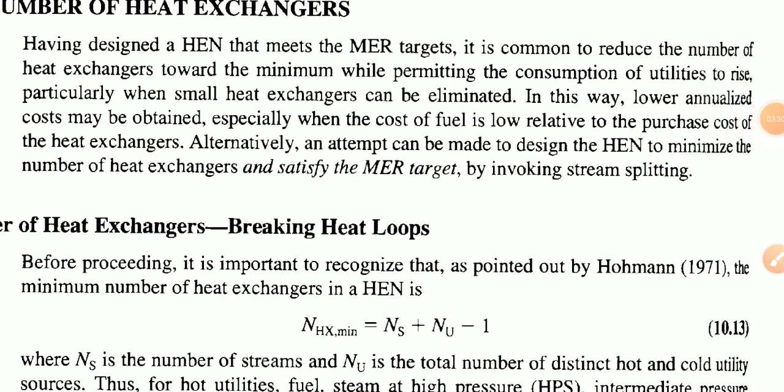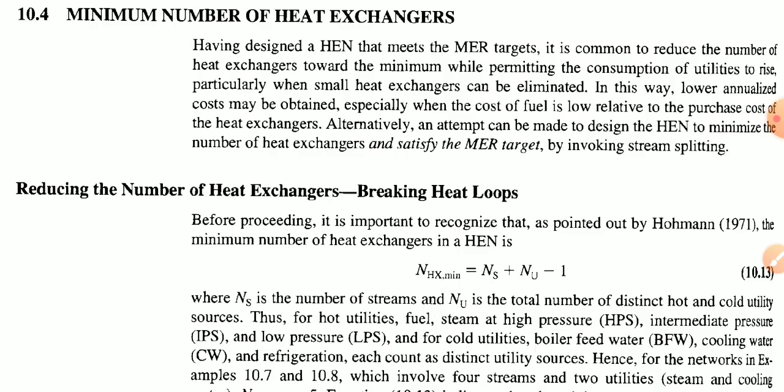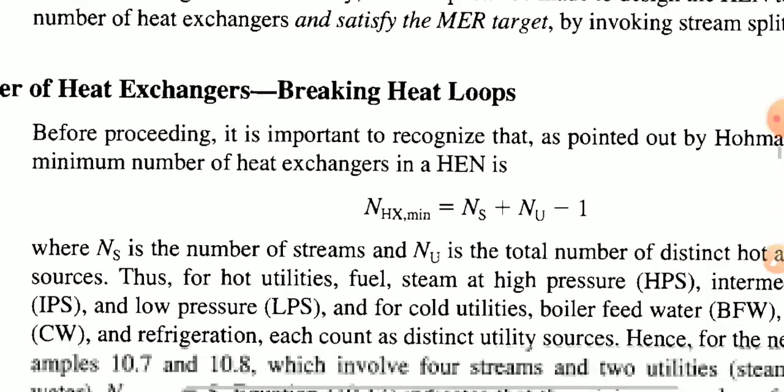Particularly when the small heat exchangers can be eliminated, in this way a lower annualized cost may be obtained, especially when the cost of the fuel is low relative to the purchase cost of the heat exchangers. Alternatively, an attempt can be made to design the heat exchanger network to minimize the number of heat exchangers and satisfy the maximum energy recovery target by involving stream splitting. Then after, reducing the number of heat exchangers and breaking heat loops is the discussion part.